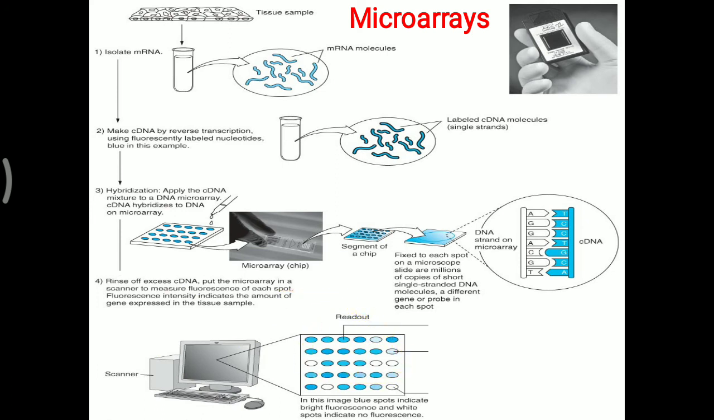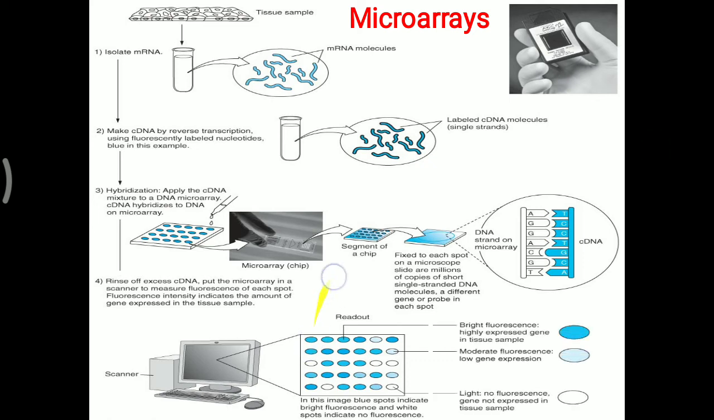In this image, blue spots indicate bright fluorescence and white spots indicate no fluorescence, and each will be read out. Bright fluorescence indicates high expression of the gene in the tissue, while moderate fluorescence indicates low gene expression, and white color, no fluorescence, means the gene is not expressed in the tissue sample. So whichever tissue we are studying, we extract mRNA, and with it we can detect whether that tissue or cell is expressing a particular gene or not. This microarray technique is very easy and convenient for that detection.